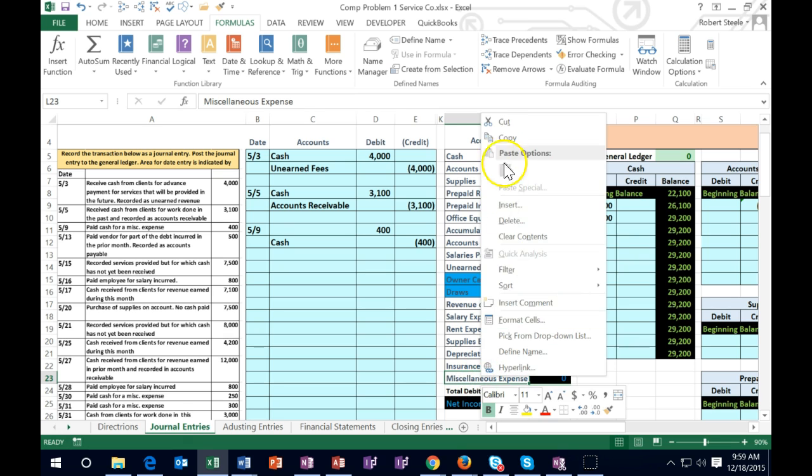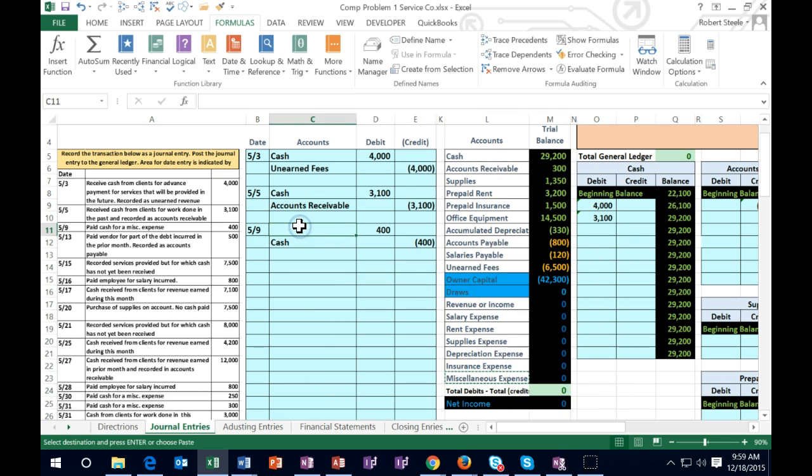So let's copy this. I'm going to copy this. I'm going to put it in cell C11. So there's C11. You see that one in C11. Right click and paste it 1, 2, 3. And there we have that. So now we can go ahead and post this out.